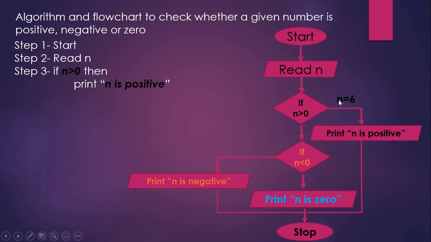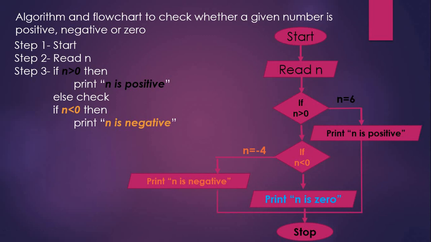If n is not positive, then what will happen? Then we are going to check whether it is negative. To check whether the given number is negative, the condition we require is n less than 0. If n is less than 0, that means if the value entered is -4, then it has to print n is negative, and after printing n is negative, it will terminate.